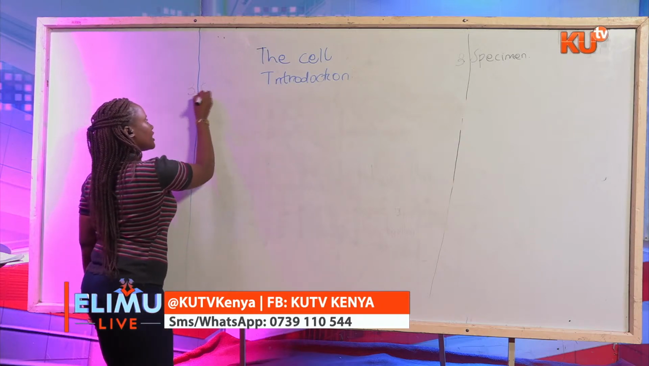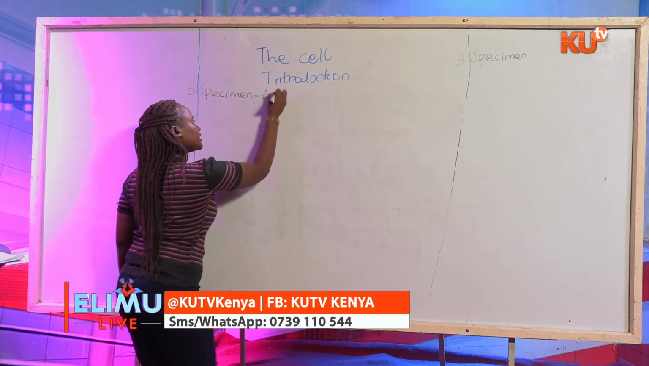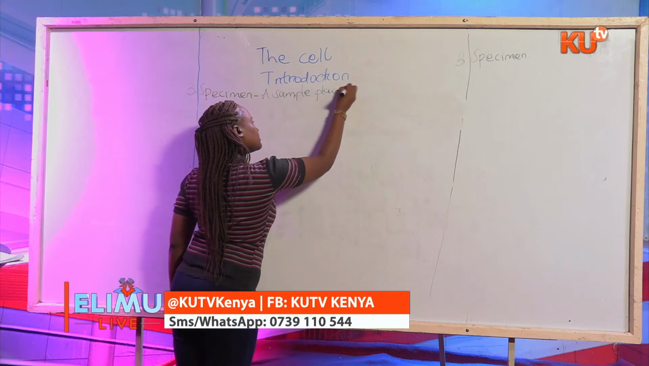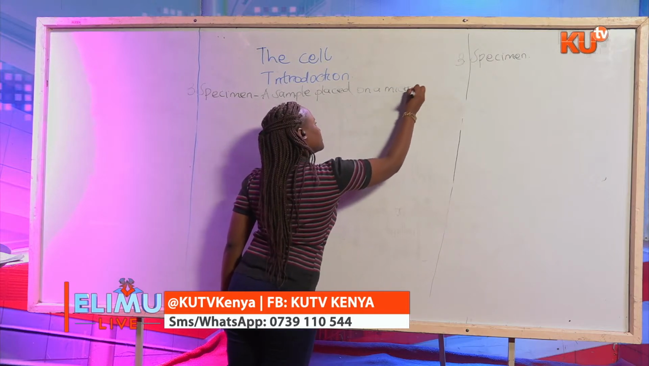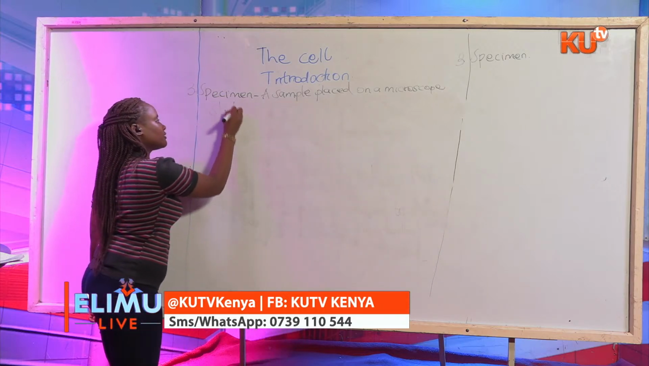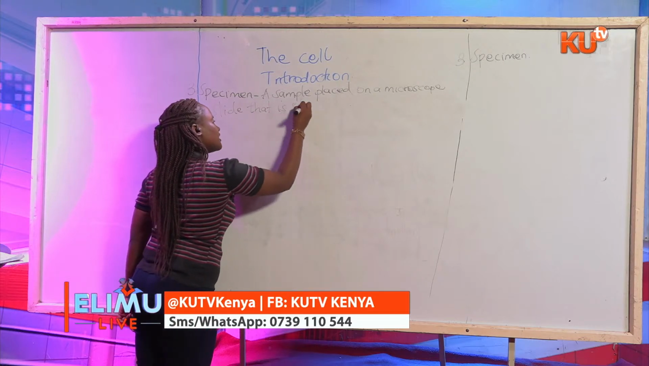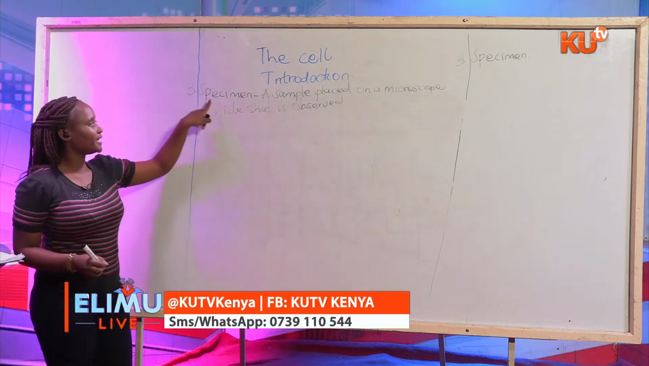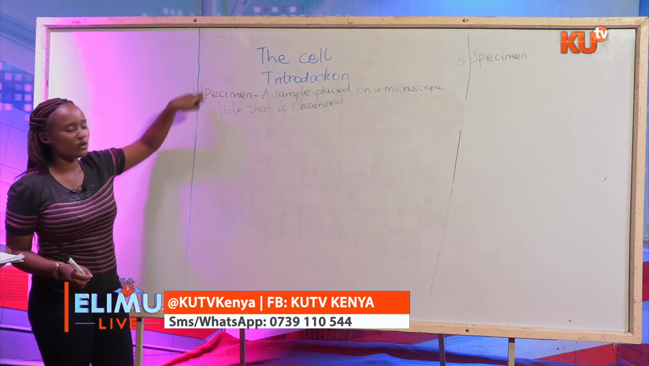So number 3, we have the specimen. A sample placed on a microscope slide that is observed. So what is observed in the microscope? It is the specimen. The sample, we call it the specimen.